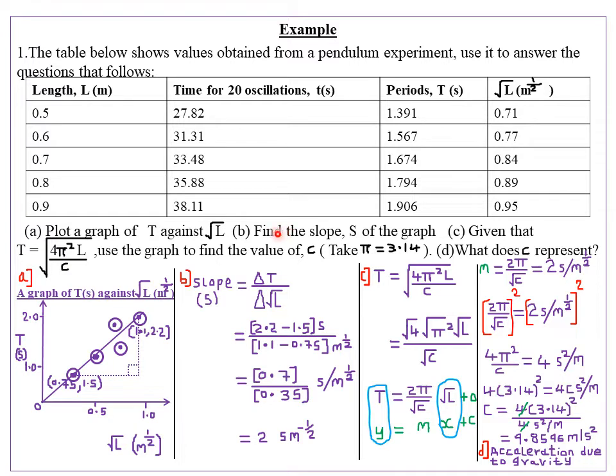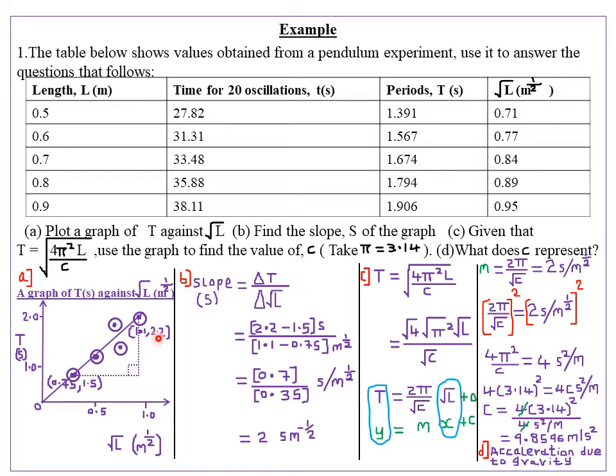Then part B, we are required to find the slope of the graph. Of course, the slope is change in y over change in x. So the change in t, that is the change in the y-axis, has the period t. So you will indicate change in t divided by the change of values on the horizontal axis, which is change in root L. Then of course you pick any two convenient points on your graph. For example, I'm picking my point here, which is around 1.1, 2.2, and my point 0.75 and 1.5.